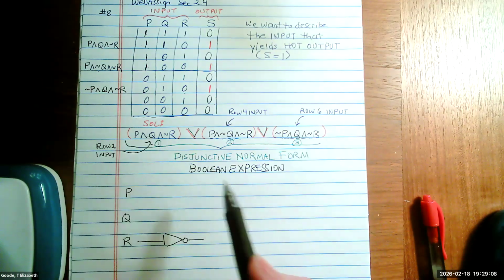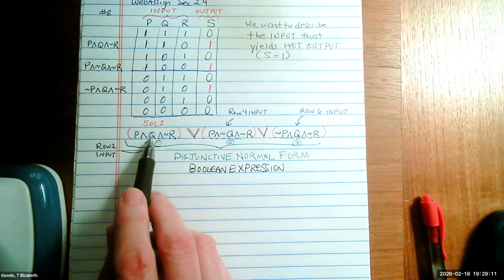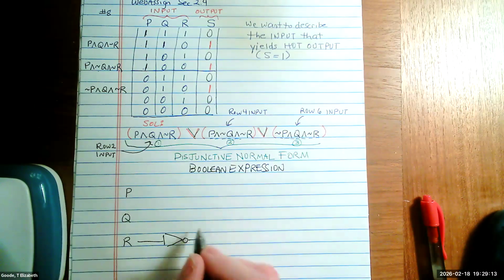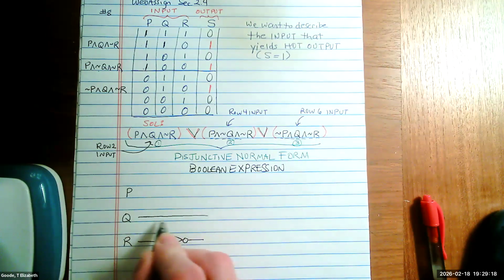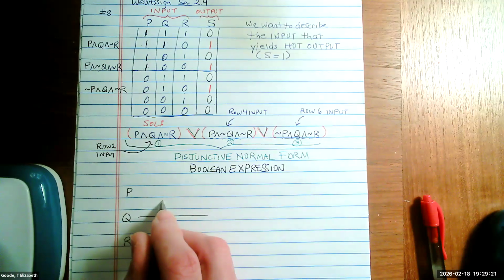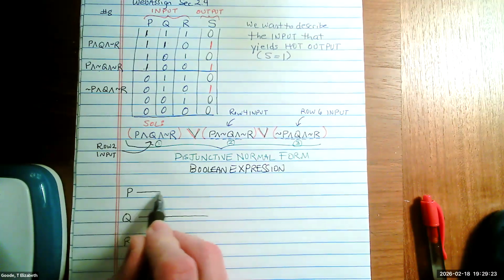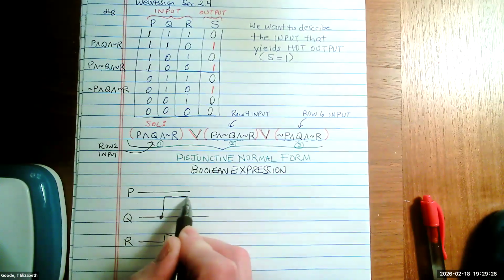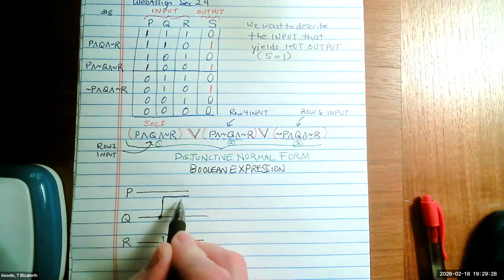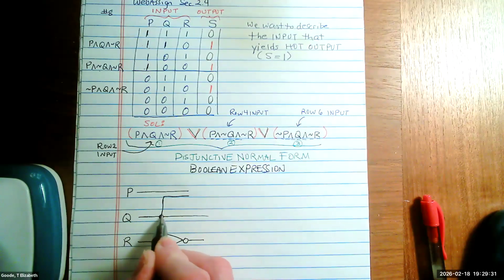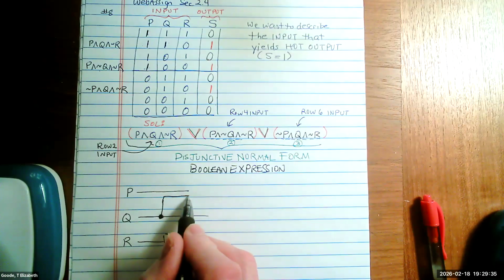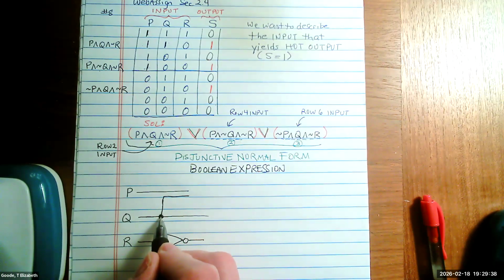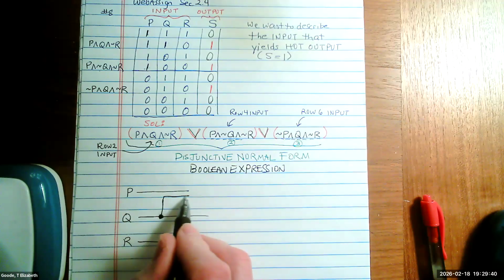So for this first expression, I need a P wire, a Q wire, and the not R wire. So right off the bat, I'm going to bring a Q wire up close to the P wire. You can bend a wire without a solder dot, but because I'm drawing from the Q wire and this wire that I have drawn up here above it is attached to the Q wire, this wire holds the value that Q holds.